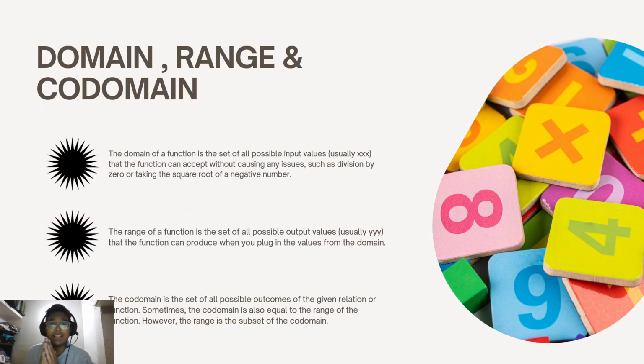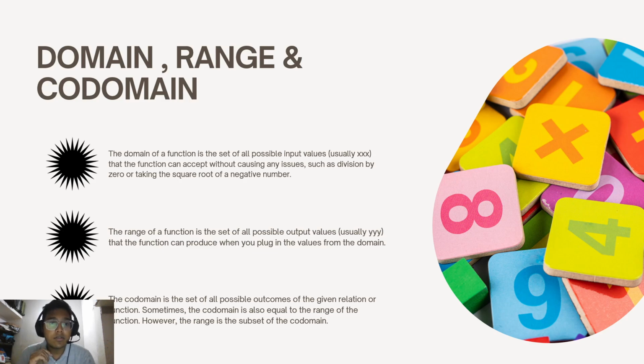So when we go with the three topics, which are domain, range and codomain, we see that the domain of a function is the set of all possible input values, usually in the form of x, that the function can accept without causing any issue such as division by 0 or taking the square root of a negative number. Now not only that, but the range of a function is the set of all possible output values, which are usually denoted by y, that the function can produce when you plug in the values from the domain.